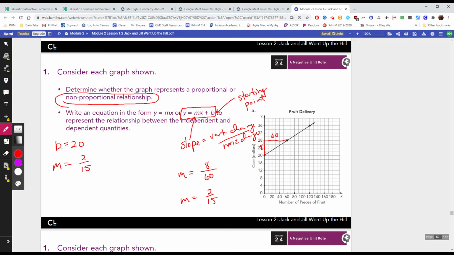Now that we know m and we know b, we can substitute them into this equation. Y equals mx plus b. So our slope was 2 over 15 x plus b was 20. So the equation for this graph would be y equals 2/15 x plus 20.